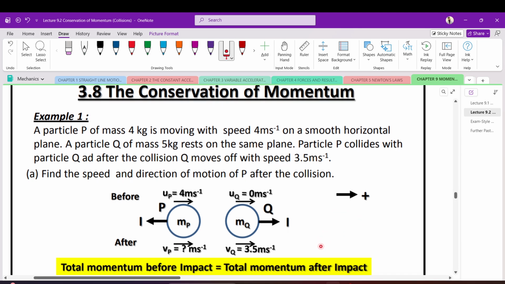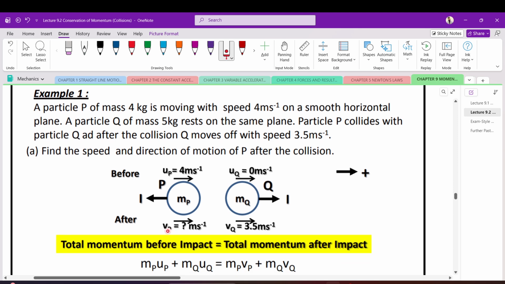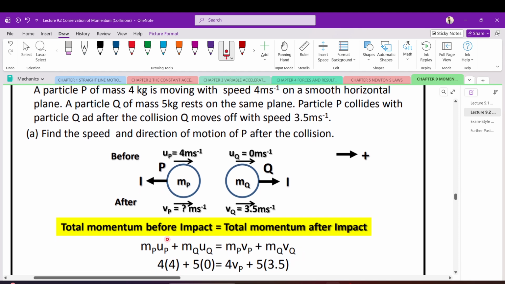First of all, we write total momentum before impact equals total momentum after impact. So that will be the initial momentum of P plus the initial momentum of Q equals the final momentum of P plus the final momentum of Q. These are the values: 4 times 4, the mass of P multiplied by its velocity, plus 5 multiplied by 0. Then we have 4, the mass, multiplied by vP, which is what we need to find, plus 5, the mass of Q, multiplied by 3.5 meters per second.